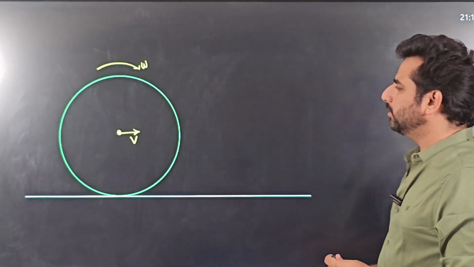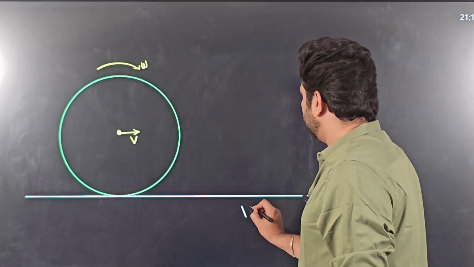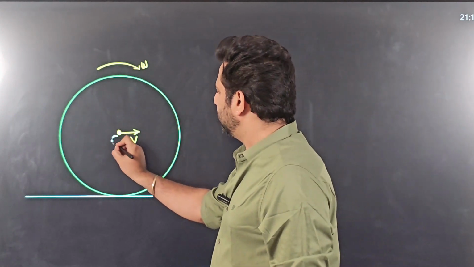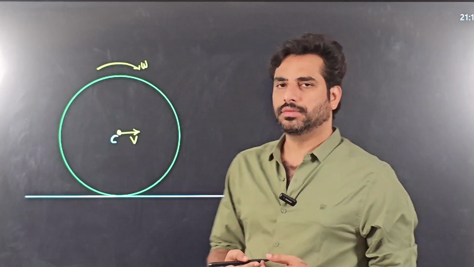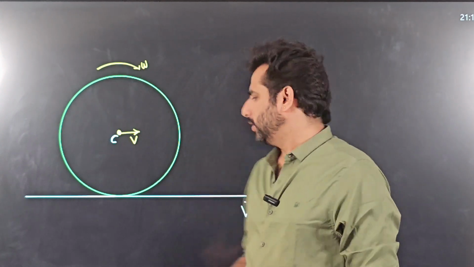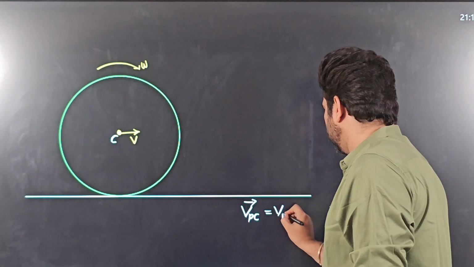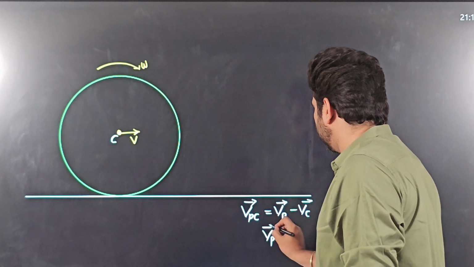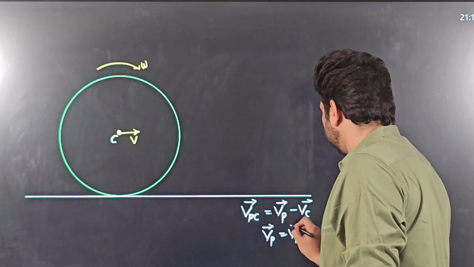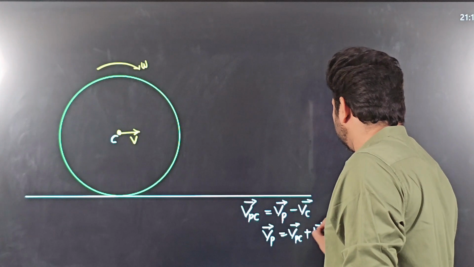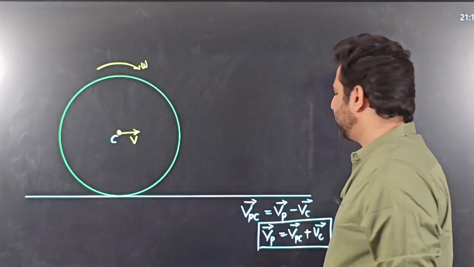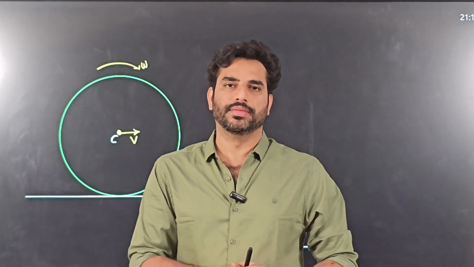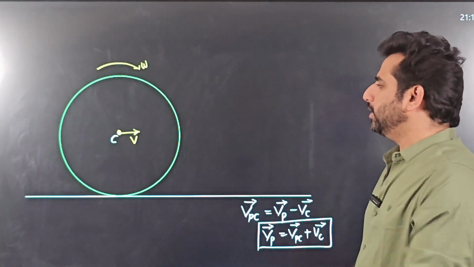So let us get into the derivation. By relative velocity, the velocity of any point P with respect to center C is Vp bar minus Vc bar. So the velocity of any point in rolling motion is the velocity of that point with respect to the center plus the velocity of the center. This is the equation that will help us find the velocity of any particular point of a rolling body. With respect to the center, it is pure rotation.